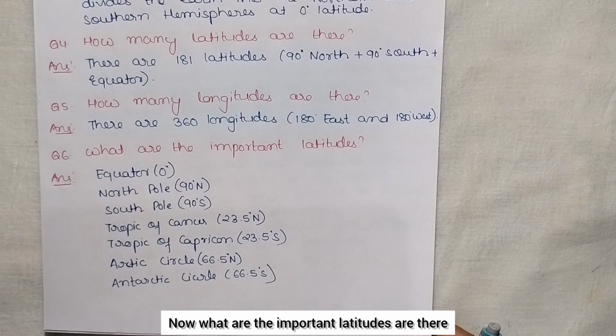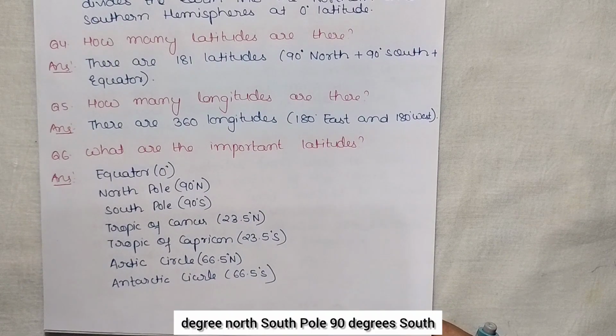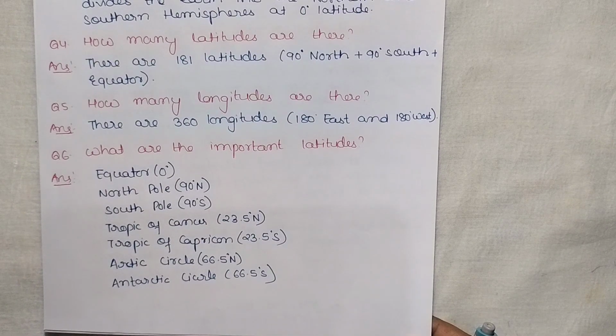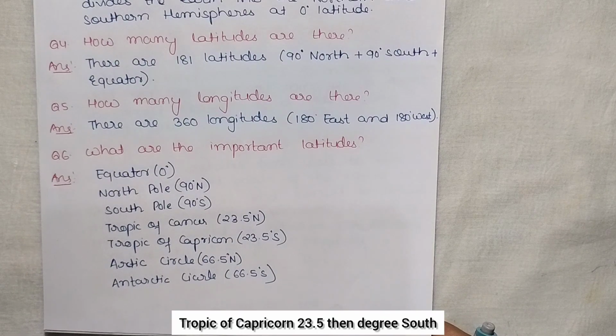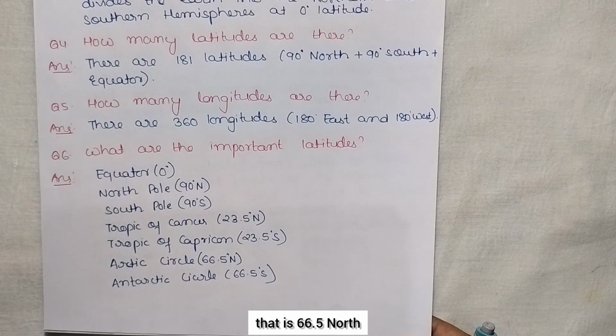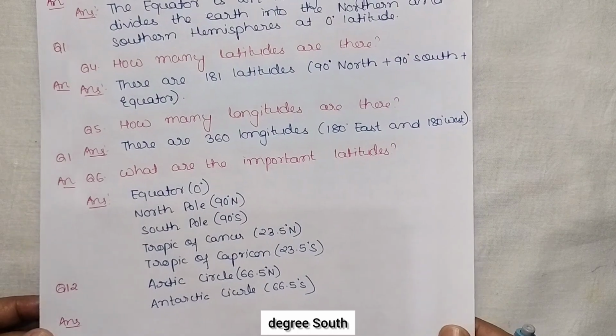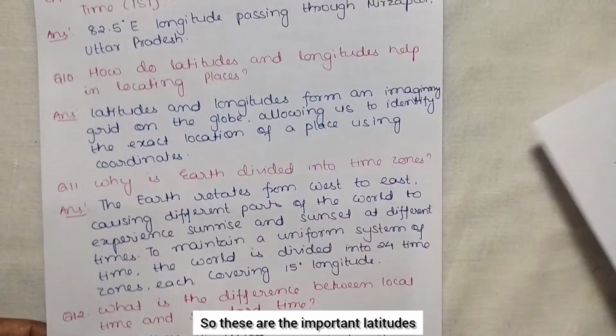Now what are the important latitudes? That is the equator 0°, North Pole 90° north, South Pole 90° south, and then Tropic of Cancer 23.5° north, Tropic of Capricorn 23.5° south, and Arctic Circle that is 66.5° north, and Antarctic Circle that is 66.5° south. So these are the important latitudes.